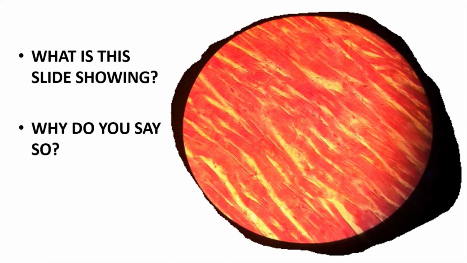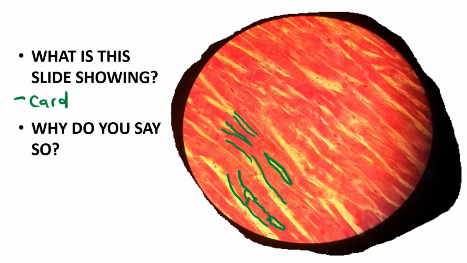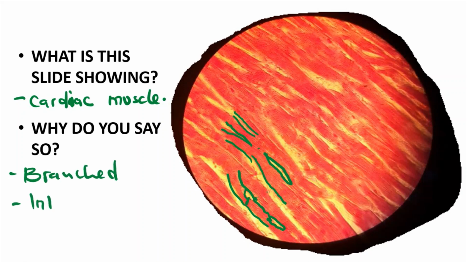What is this slide showing? You can see this slide is showing muscle that is branched. And between the branched muscle, you can see there are intercalated discs. So this is cardiac muscle. Why do you say so? It is branched, number one. Number two, it has intercalated discs.